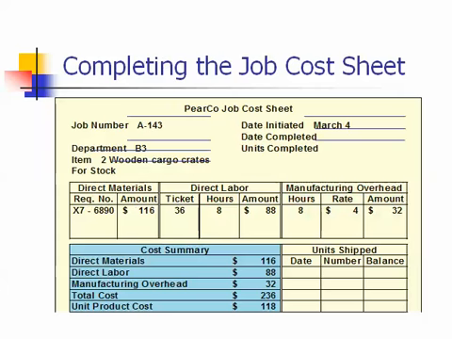If we wanted to look at a summary of costs for that particular job, we would pick up our direct materials from our job cost sheet of $116, our direct labor of $88, and then our applied manufacturing overhead of $32. Again, that was our 8 hours of direct labor multiplied by our predetermined overhead rate of $4 per hour. If we take our total cost then of $236 and divide it by our 2 units, we get a unit cost of $118 per unit. Again, that's our average cost per unit.